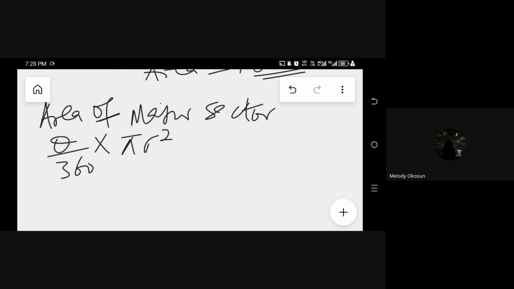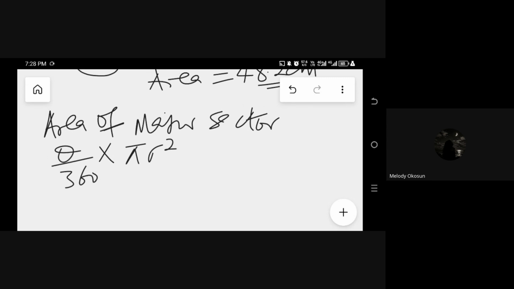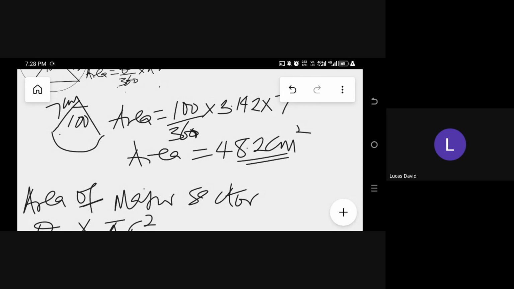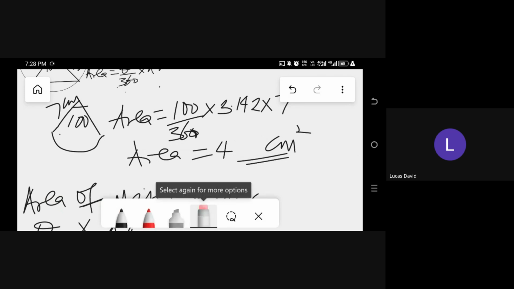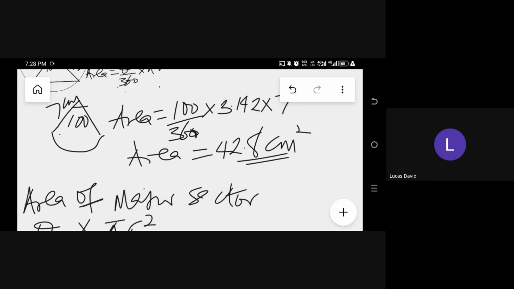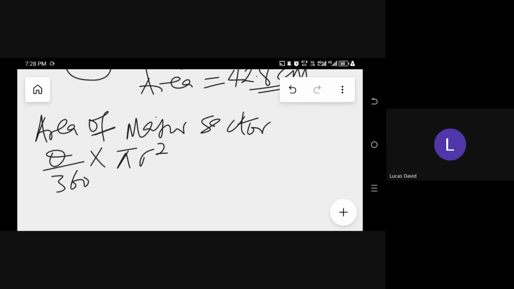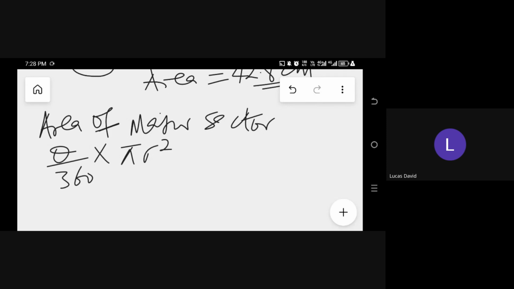Could you repeat the question? The minor sector, is it 48? You said 48.2... it's 42.8. Oh, I'm sorry, it's an oversight, 42.8. So I'm sorry about that. So 42.8 centimeters squared. Then for the area of the major sector, we have same theta over 360 times pi radius squared.